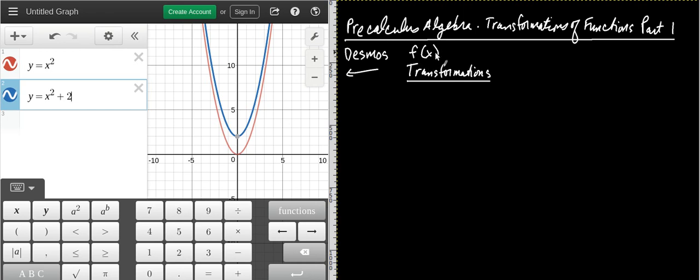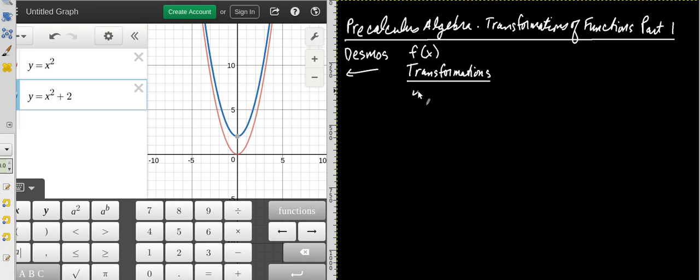If you start with the function f of x and you create a new function y equals f of x plus 2, the effect is that you have a vertical shift up 2. And you know, it could be plus 7, plus 1/2, and so on.